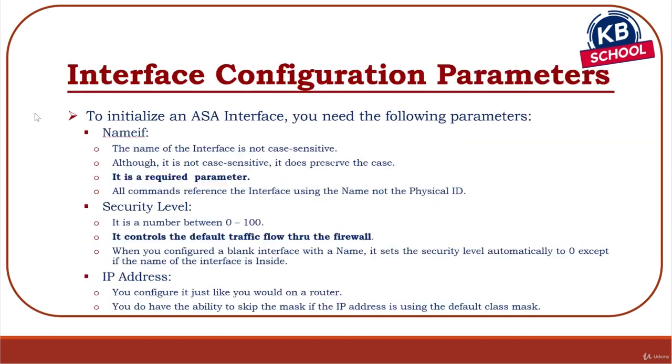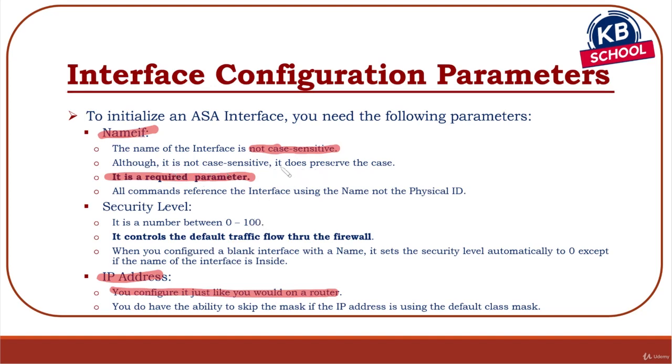So right over here, what are the different configuration parameters that are required on the interface? As I said, you need an IP address, which is normal. Then you have the name of the interface. It is a required parameter. The name of the interface is not case sensitive, although there is a certain command, the crypto map command, which we'll talk about later on. For that particular command, it is case sensitive. For the other ones, it is not.